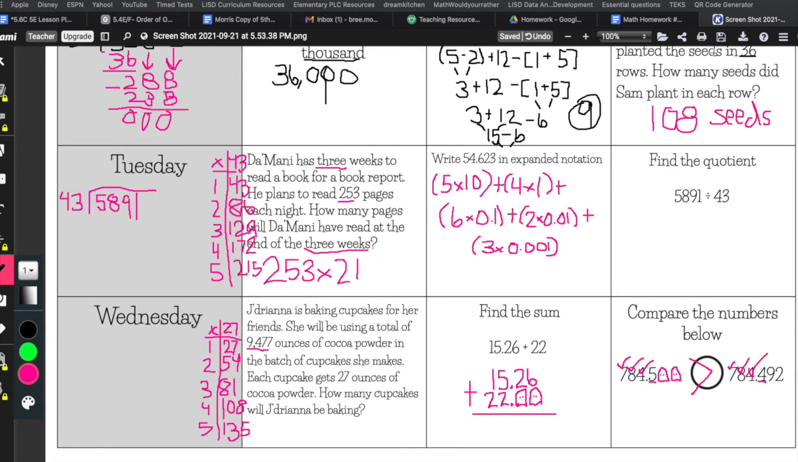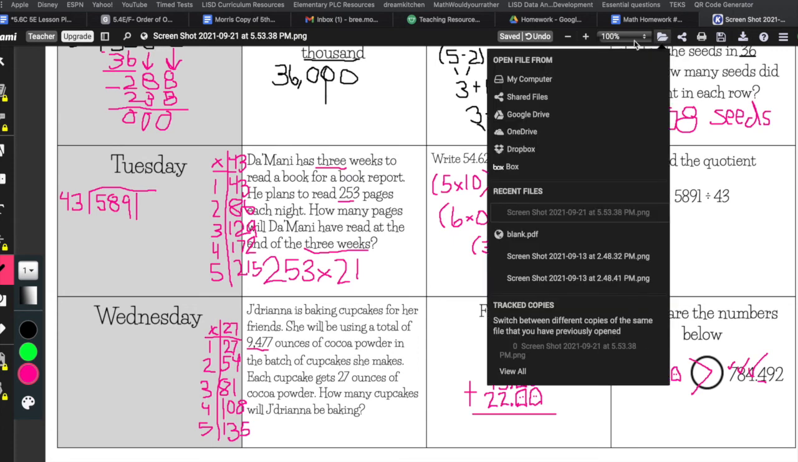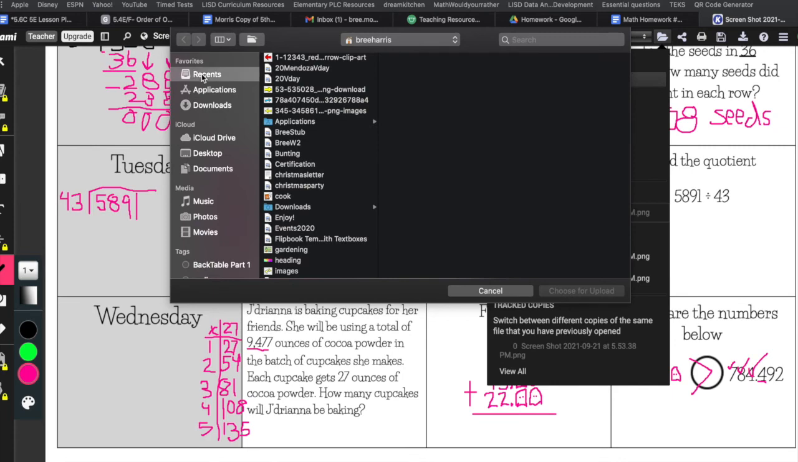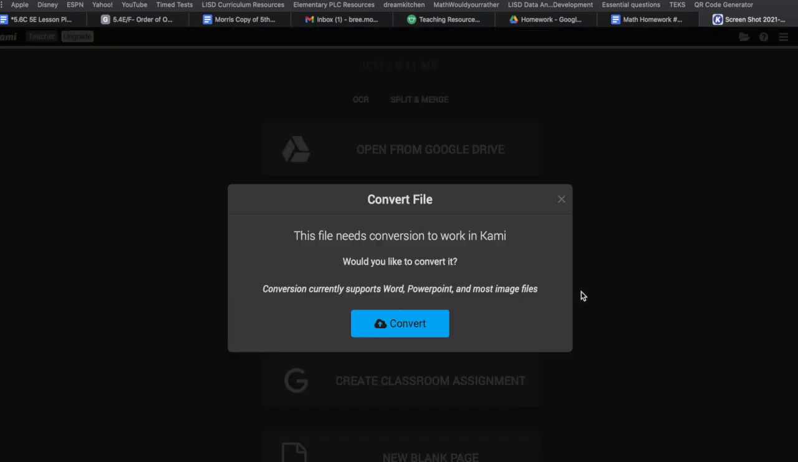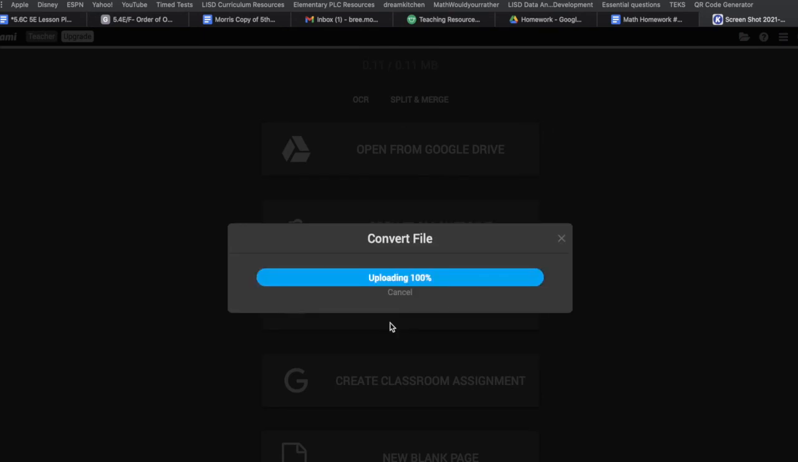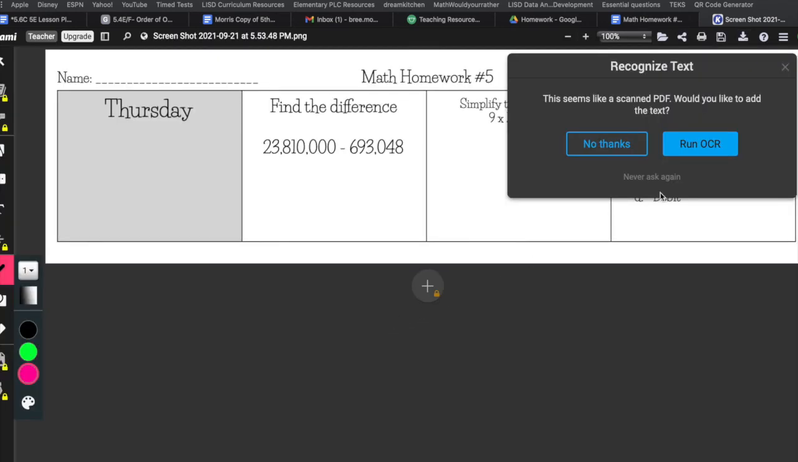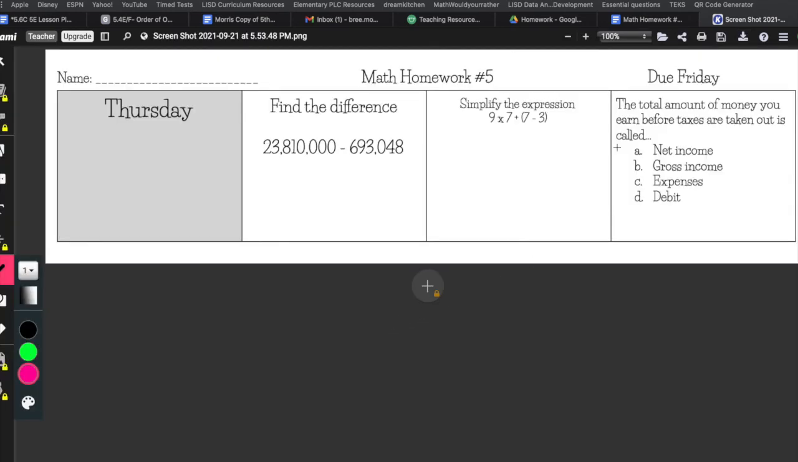Okay, let's see if I can open the other page. There it is. Let's look at our last few.